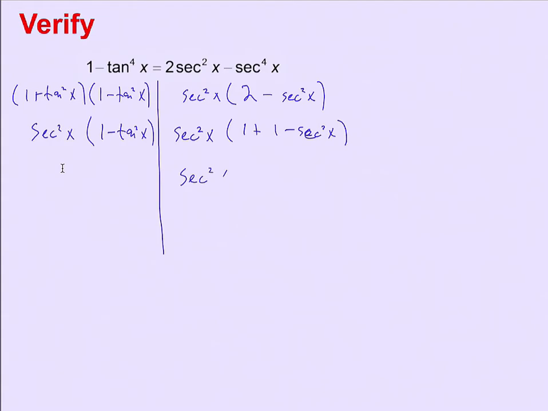And that one we'll leave alone. But this 1 minus secant squared of x, using our Pythagorean identities, that's equal to tangent squared of x. Sorry, it's equal to negative tangent squared of x.